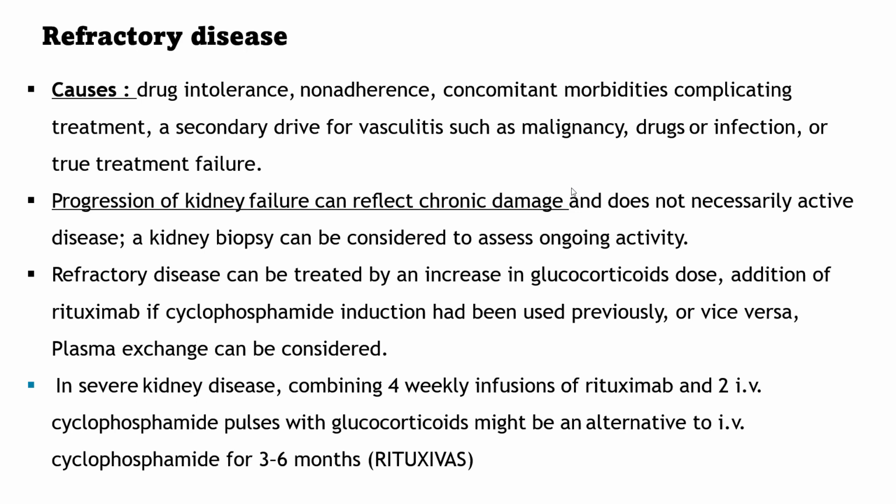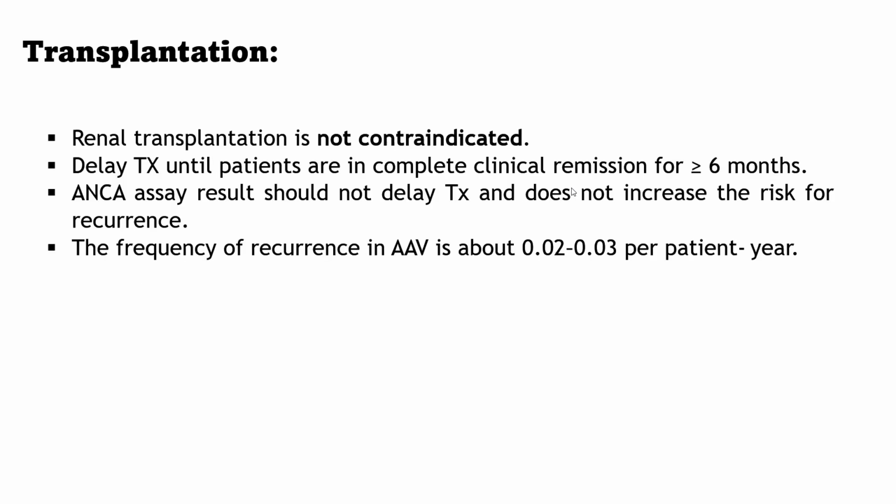Refractory disease can be treated by increasing glucocorticoid, adding rituximab if you started with cyclophosphamide, or using both of them, or you can use plasma exchange or Avacopan. In severe kidney disease, combining 4-weekly infusions of rituximab and 2 IV cyclophosphamide pulses with glucocorticoid might be an alternative to IV cyclophosphamide. This is what we know from the rituximab trial.